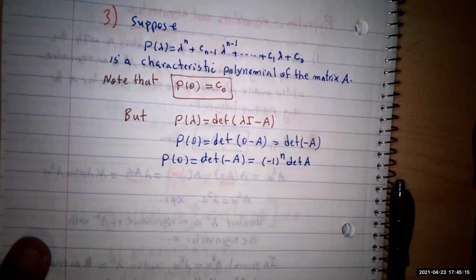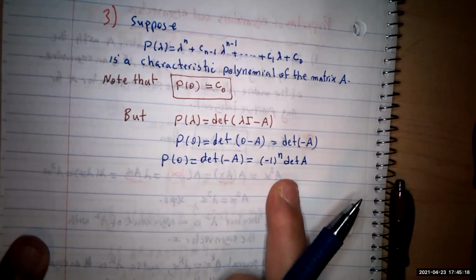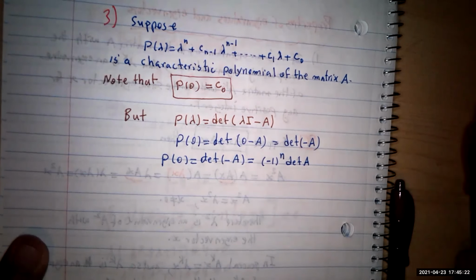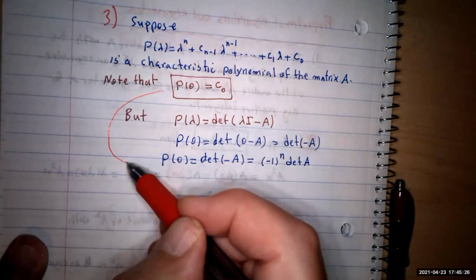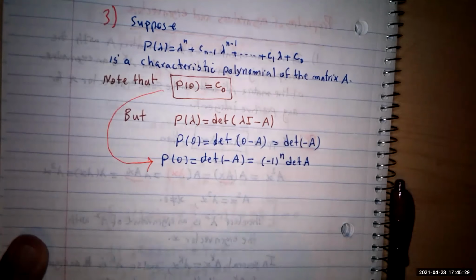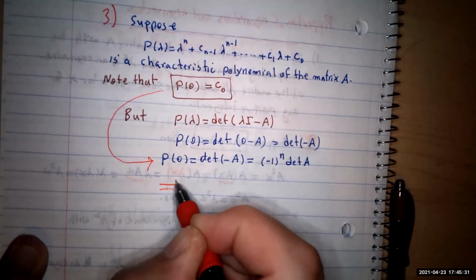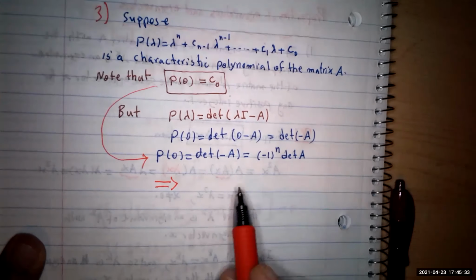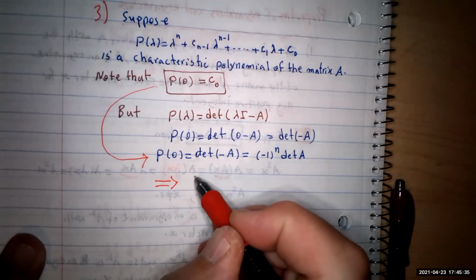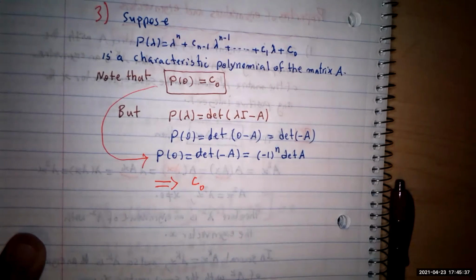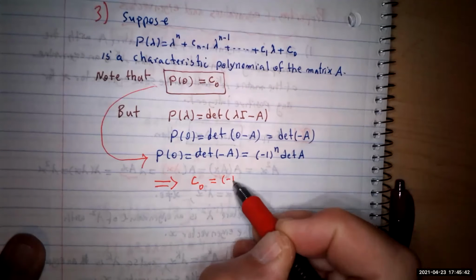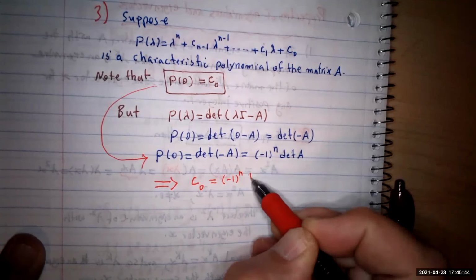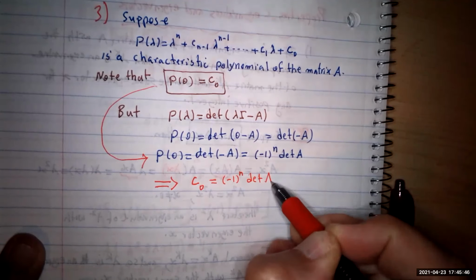Okay, so P of 0. Your P of 0 is going to be the determinant of (-1)^n A. But on the other hand, P of 0 is C0. So if you connect these two together, you have a very nice identity. What is that identity? The constant term in the characteristic polynomial is simply equal to (-1)^n times the determinant of A.